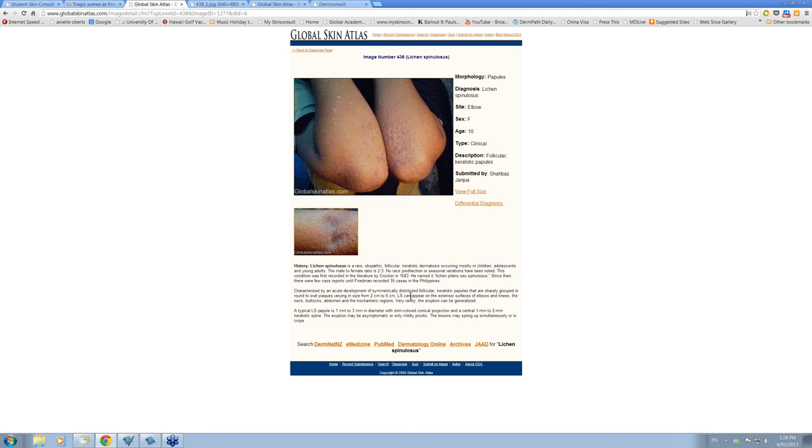and acute development, symmetrically distributed follicular keratotic papules, sharply grouped, round to oval plaques, varying in size from 2 centimeters to 6 centimeters, the plaques. It extends to the surfaces of elbows and knees and other areas, and very rarely lichen spinulosus can be generalized. See, the papule is 1 to 3 millimeters in diameter. That's bigger than keratosis pilaris would be. And the skin-colored conical projection, keratotic spine.